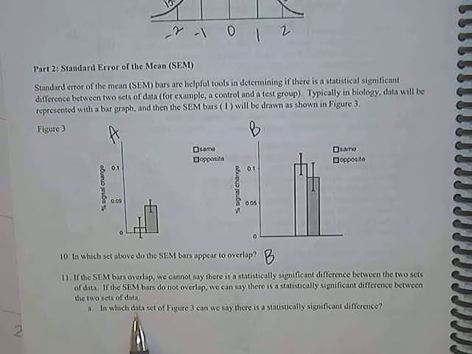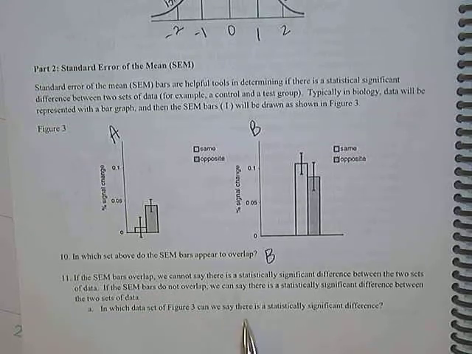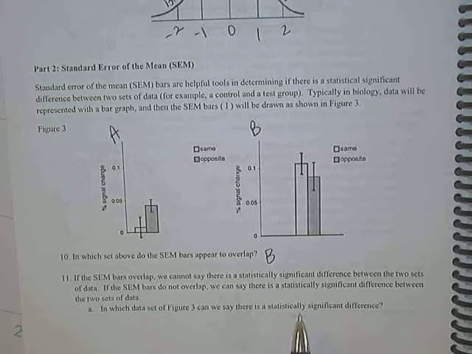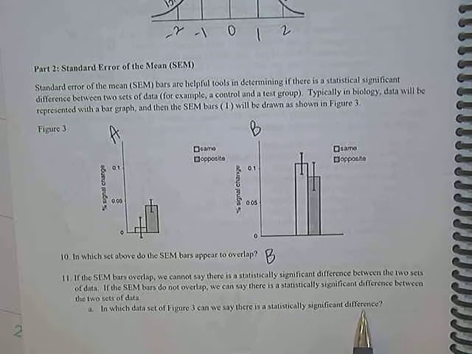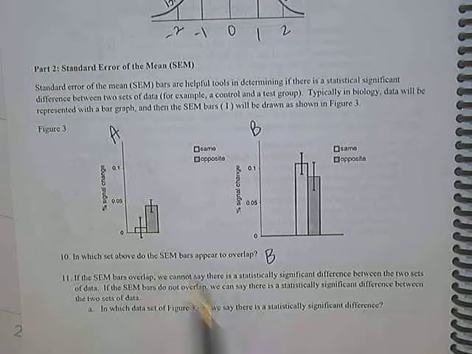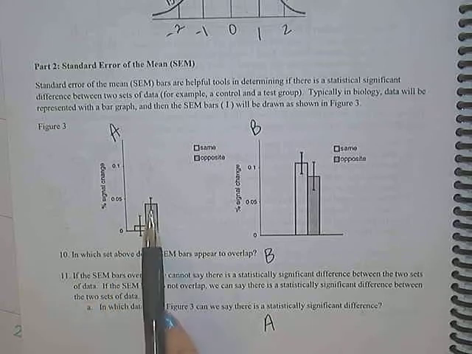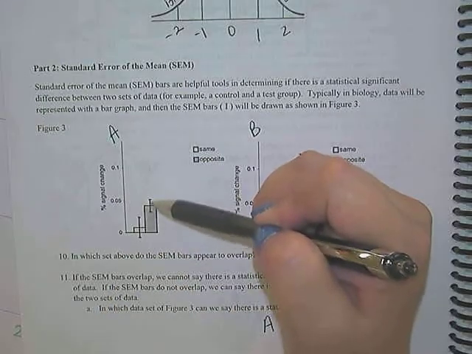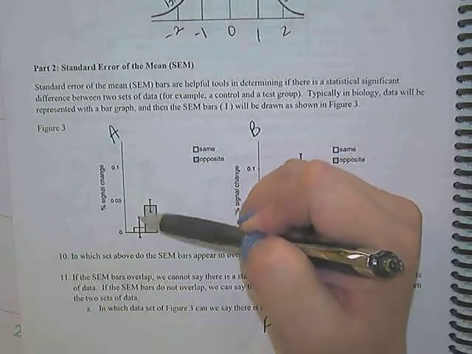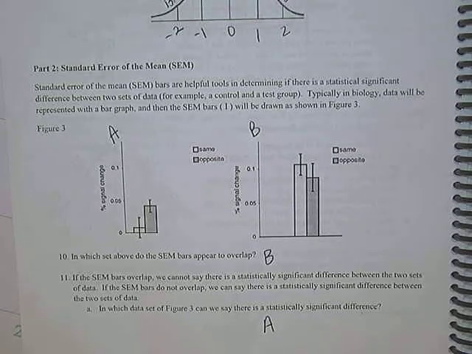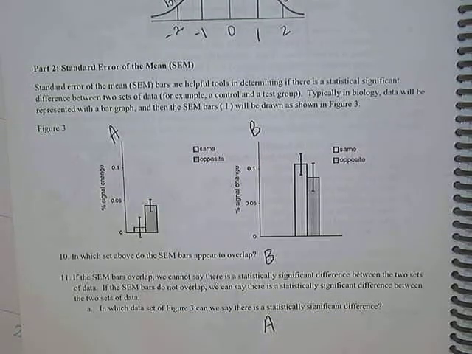So in which data set of figure 3 can we say there is a statistically significant difference? In other words, our SEM bars do not overlap. That's going to be in set A. Because the SEM bars don't overlap, the true average of this data doesn't overlap the true average of that data from this small sample size that we've collected.